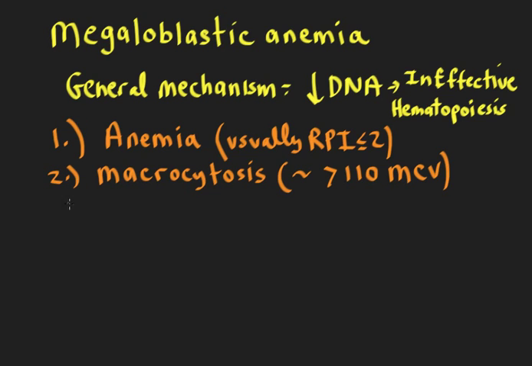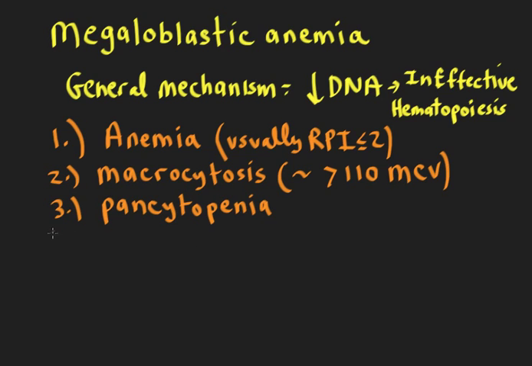Now, you also can get some other problems. DNA is important for other cell lines. For example, white blood cells and platelets also require DNA to go through their maturation process, and so you might get a mild pancytopenia, which means that all the cell lines are down. This isn't going to be as profound as aplastic anemia, of course, but this just tells you that other cell lines are affected. It's not limited to the red blood cell.